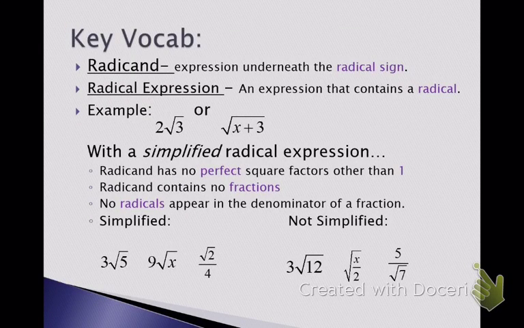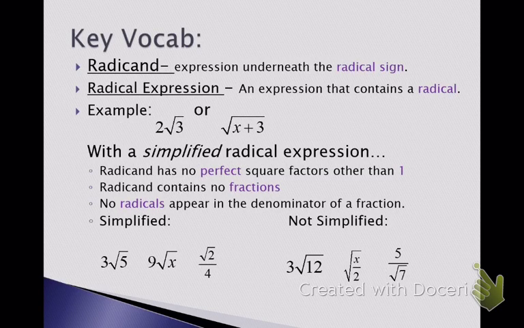Okay? Some vocabulary for you. A radicand. A radicand is anything underneath this radical sign. Anything inside the radical is called the radicand. A radical expression is any expression that contains a radical. So anything that has a radical in it is a radical expression. For example, 2 square root of 3 or square root of x plus 3.